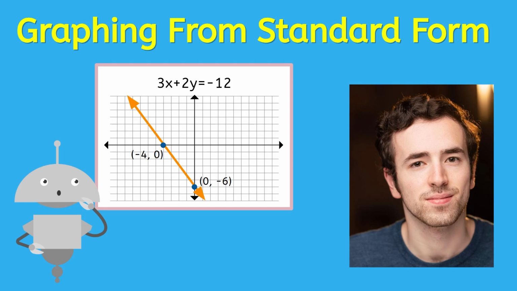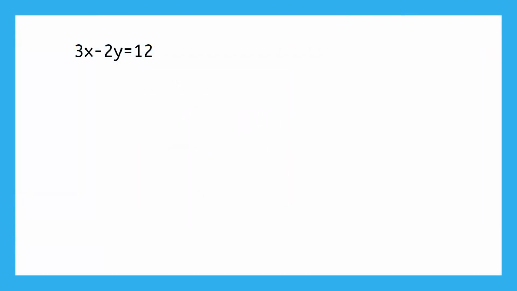Today we're going to learn how to graph lines when given a linear equation in standard form. There are two main ways to do this that we'll discuss, and then you'll get a chance to compare these methods and decide when it's best to use each of them. I want to start you off with this equation in standard form. Let's see if we can figure out how to graph this.